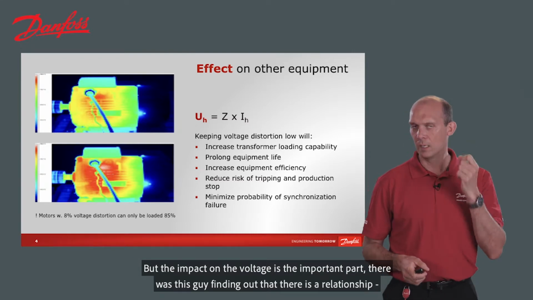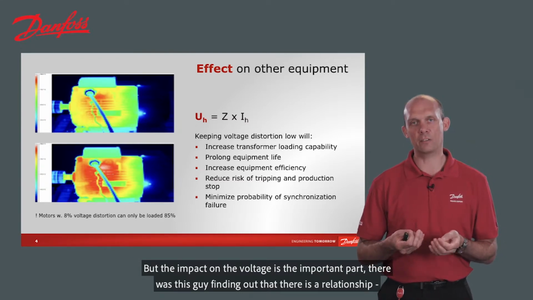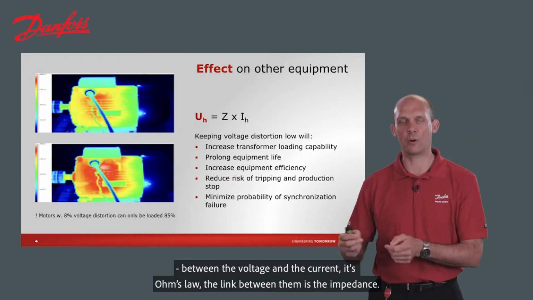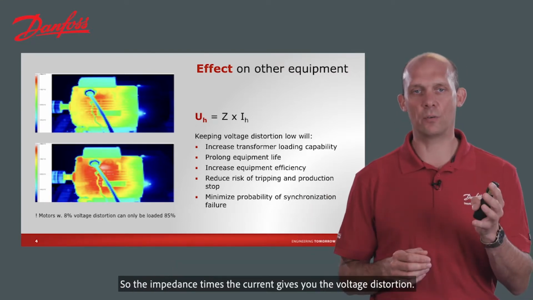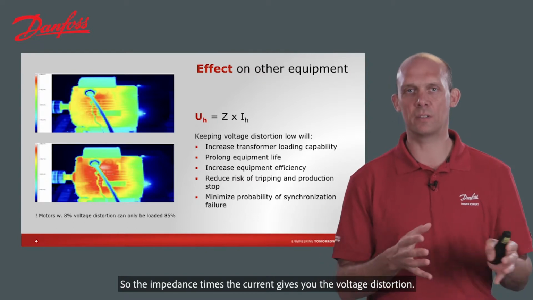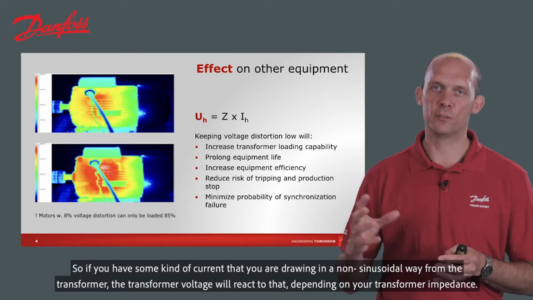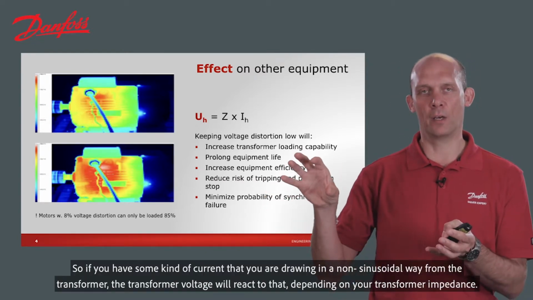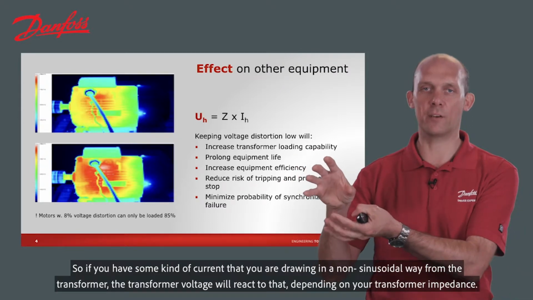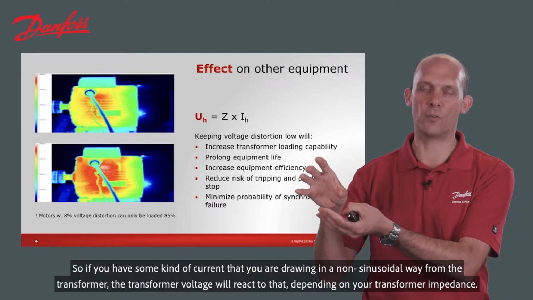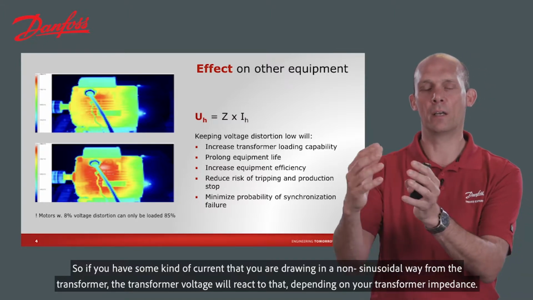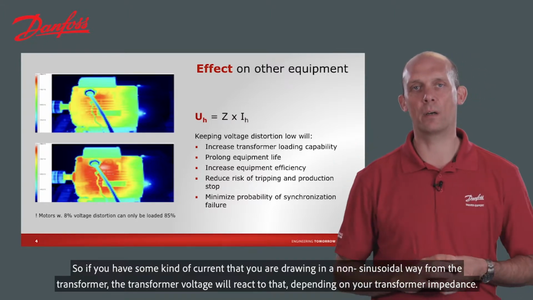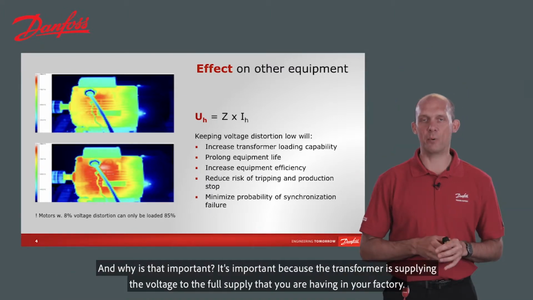There was this guy finding out that there is a relation between the voltage and the current. It's Ohm's law. The link between them is the impedance. So the impedance times the current gives you the voltage distortion. So if you have some kind of current that you are drawing in a non-sinusoidal way from the transformer, the voltage will react to that depending on your transformer impedance. And why is that important?